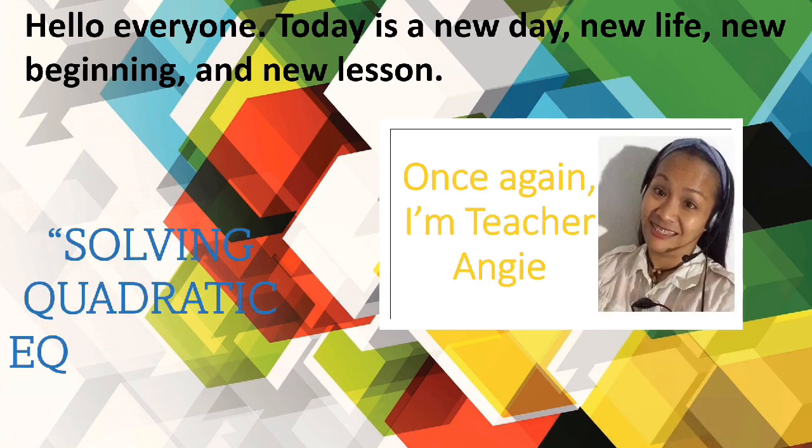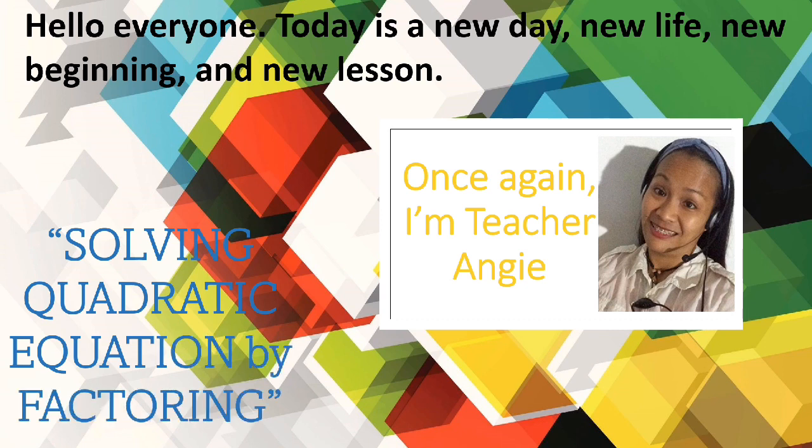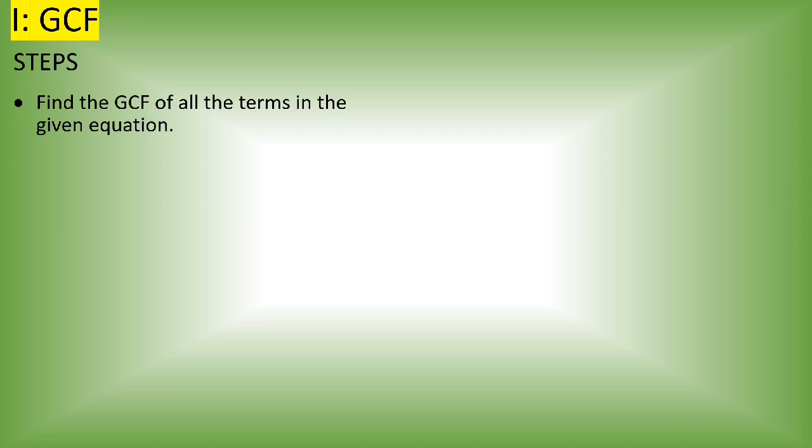Our lesson for today is about solving quadratic equations by factoring. First is GCF. Pag sinabi natin GCF, ito yung tinatawag nating greatest common factor. So may mga steps tayong dapat sundin. Una ay find the GCF of all the terms in the given equation. So sa equation natin, kukunin natin ang greatest common factor ng lahat ng terms.